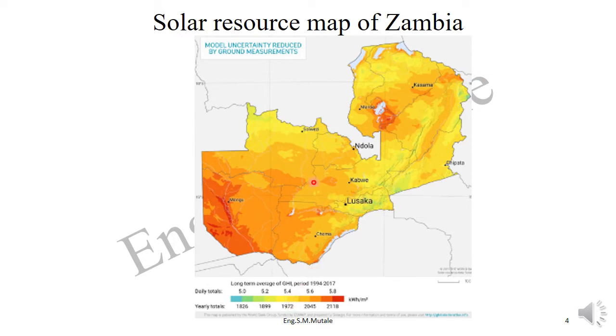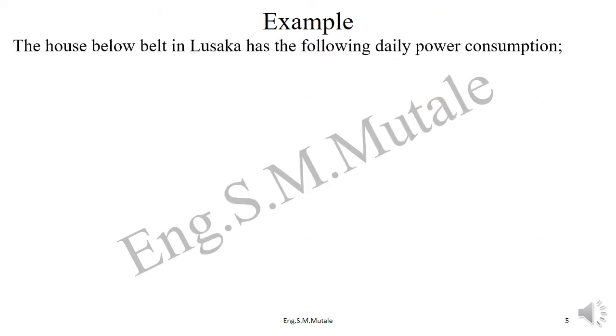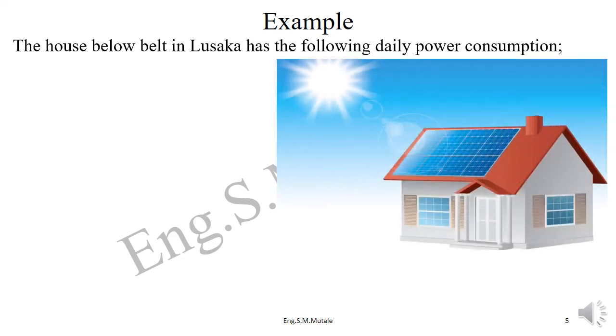So each place has got its own, but on average Zambia is given 5.5 somewhere there. But for Lusaka, to be specific, if you use the solar resource map, Lusaka, that color, it's 5.5 there. So an example, the house below built in Lusaka has the following daily power consumption. So this is a house, the location is Lusaka. The reason for us knowing the location is just to know the peak sun hours for that location.